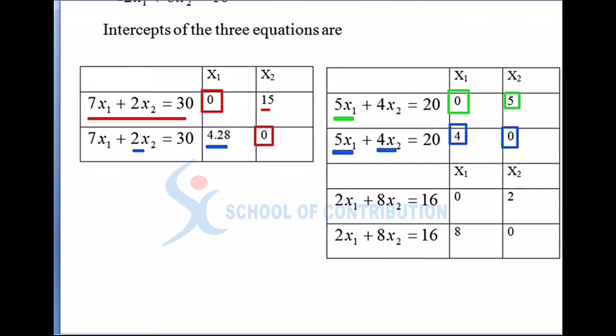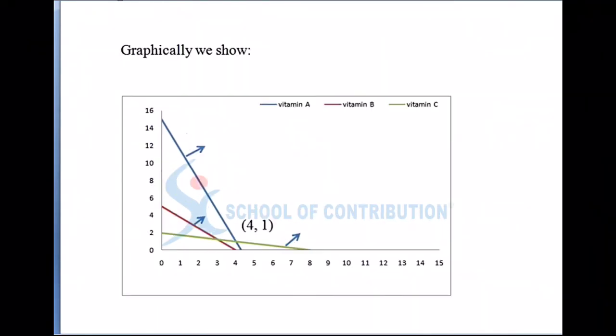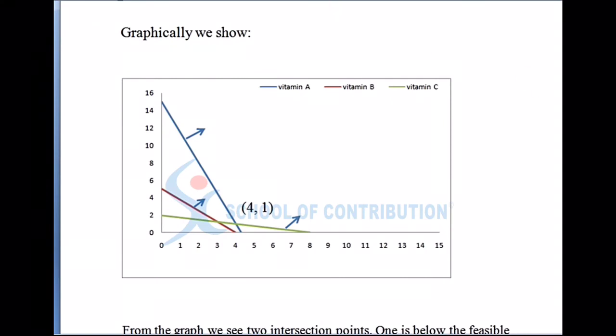Okay. On the other hand, for equation number 3, when x1 is 0, this term will be 0, and then x2 equals 16 divided by 8, that means 2. Okay. On the other hand, when x2 is 0, these terms will be 0, and then x1 equals 16 divided by 2, that means 8. Okay, so these are the intercepts that we have to use in drawing our straight lines in a two-dimensional graph. Once we collect the intercepts, now we go on to draw our straight lines using those intercepts.